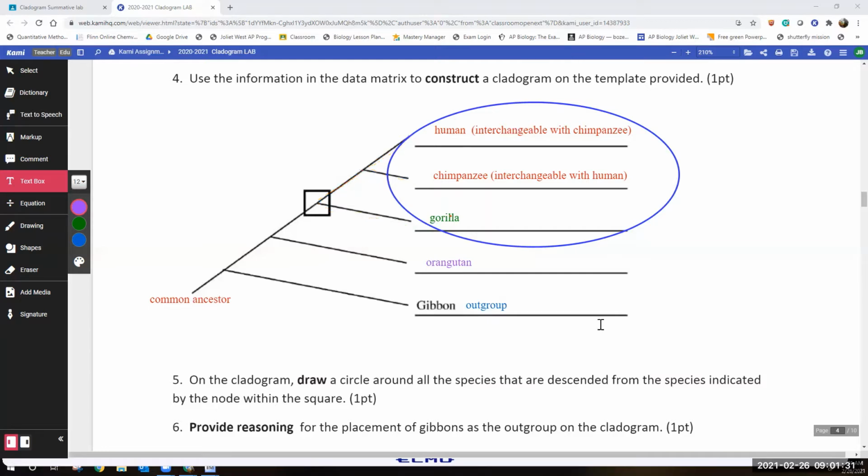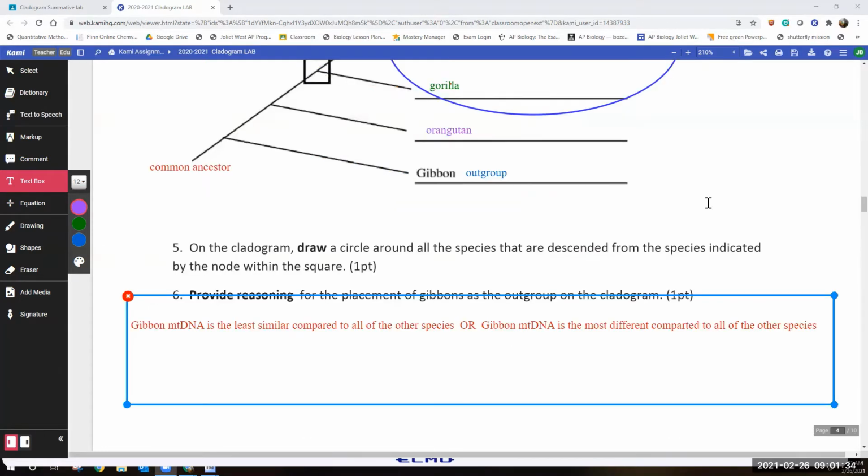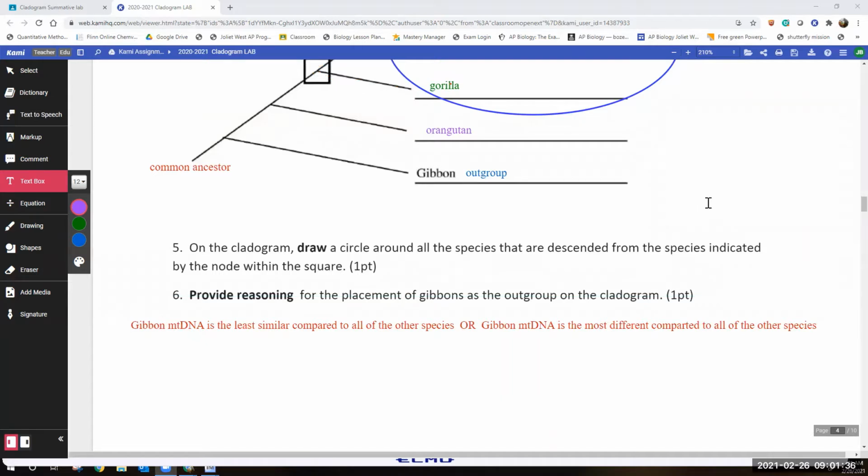And then finally, the last question here, number 6, is to provide reasoning for the placement of the gibbons. Finding placement of the outgroup is always easy. It has the most differences, or the least amount of similarities, in the mitochondrial DNA compared to the other primates.